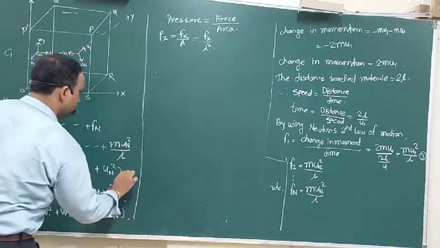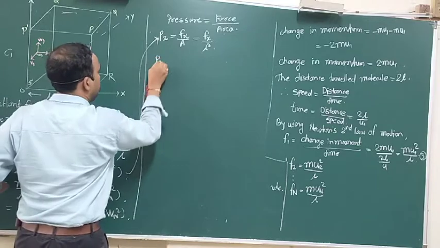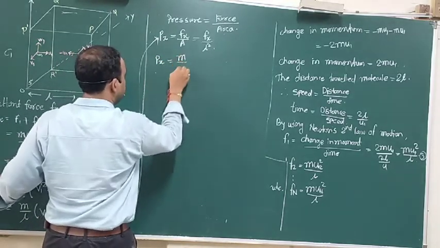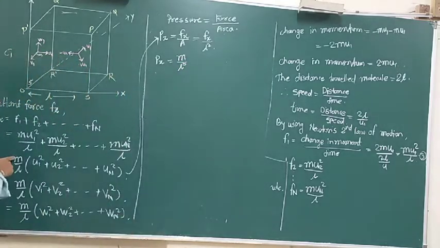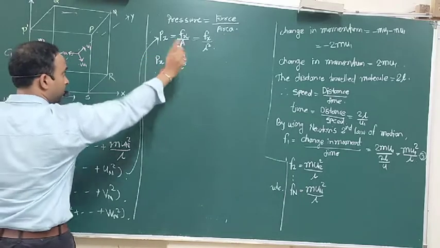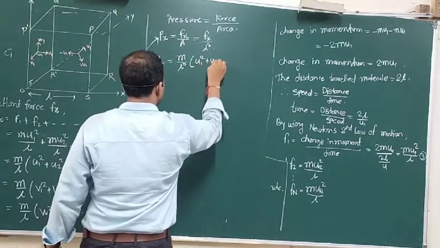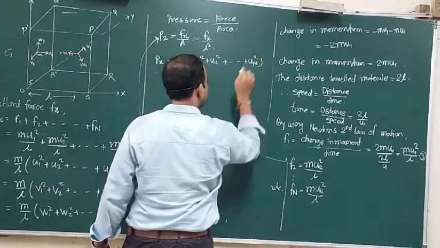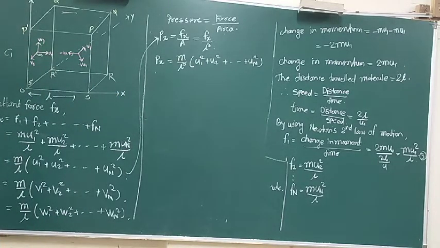Okay, so we get Px is equal to m upon L cube, or m upon L into 1 upon L square, that is L cube, into u1 square plus u2 square plus and so on un square. Okay, so this is the pressure along the x-axis.